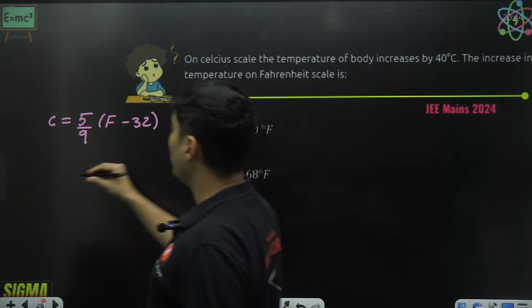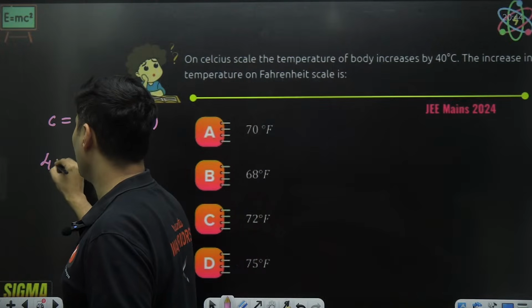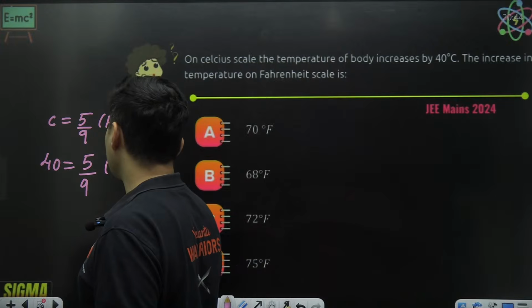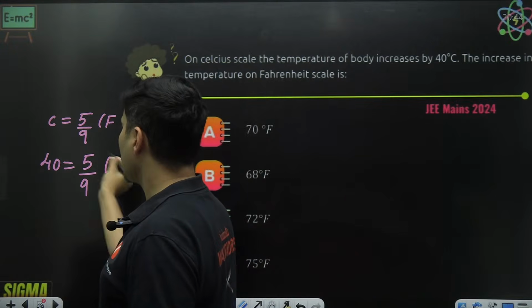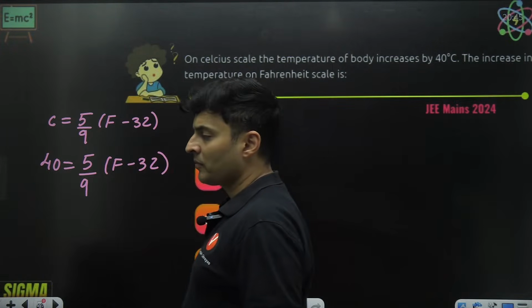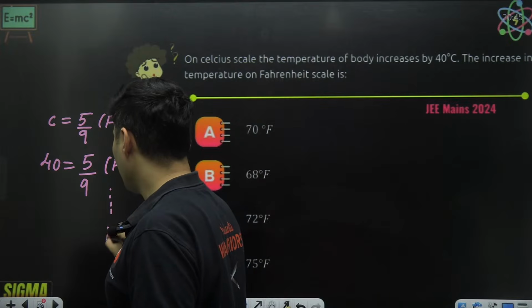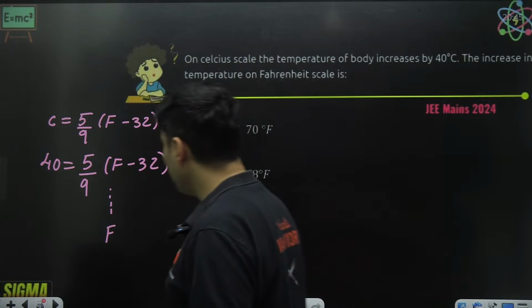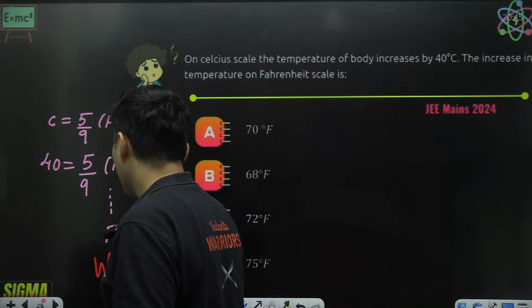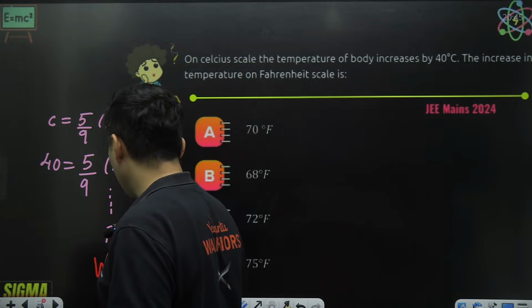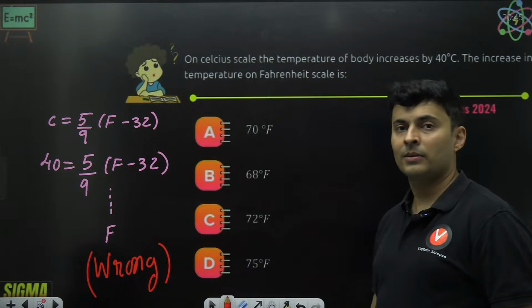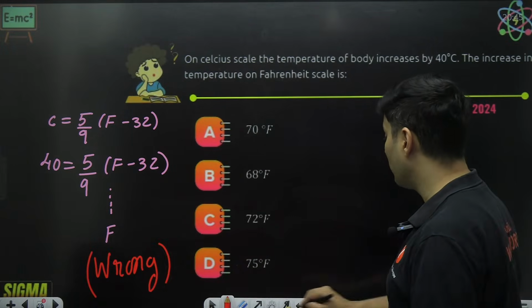Sir, Celsius is 40, okay, we'll put 40 over here. This is 5, this is 9, this is F minus 32. We did the math and we got the answer. If you did this and if you found F, this answer is definitely a wrong answer. You'll be like, why, sir? Is the formula wrong? No, the formula is not wrong. How you have used it is wrong because you didn't read the question properly.